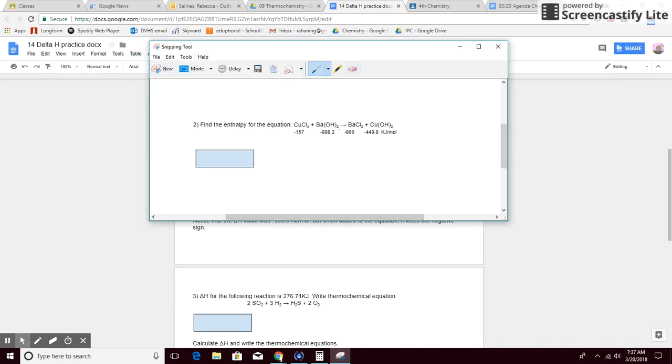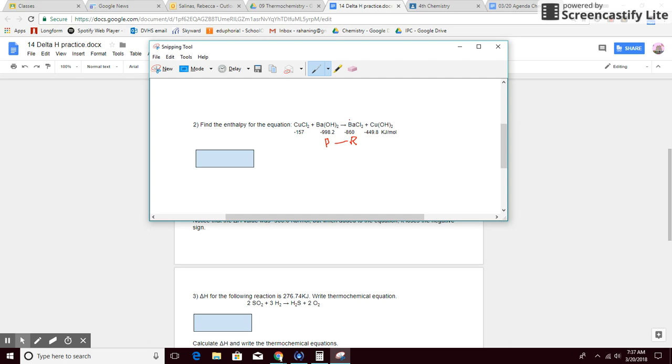So question 2, I've got a reaction where it's all compounds. I don't have any elements. Everything actually has an amount for its heat of formation. Also notice I don't have any coefficients this time, so I'm not going to have to do any multiplying. So this one's going to be pretty straightforward. I'm going to do products minus reactants.